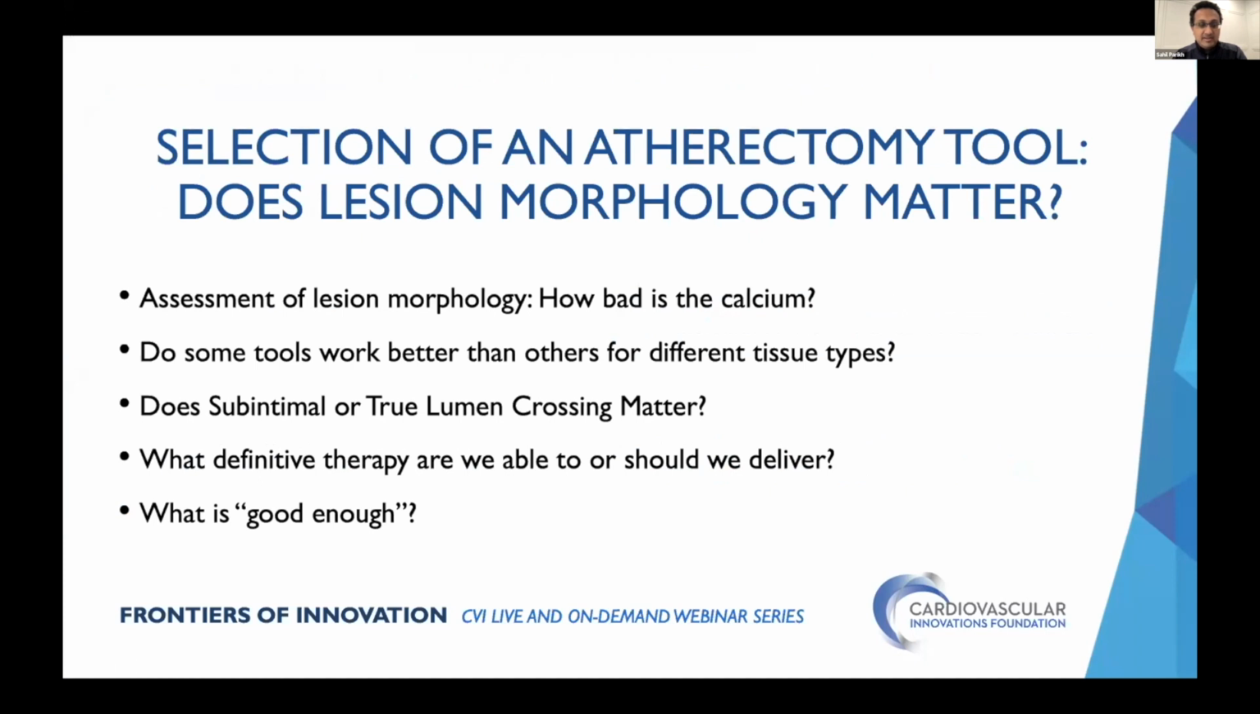Then the question that I've been asked by Subhash to answer is, do some tools work better than others for different tissue types? We'll go through 5 different examples. I do think, as Matt pointed out, that subintimal versus true lumen crossing is important in terms of device selection. And I also think, to answer Mehdi's question earlier, what definitive therapy we're going to use may be relevant in deciding what tool we use. And then, of course, the question is, what is good enough, and how much debulking is necessary?